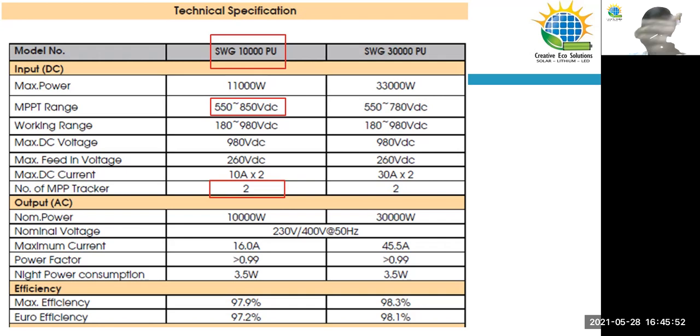So what I'll do, I'll divide it by two, which means, let's say if I make 15 panels in series, I'll have a lesser VOC, which is around 700 to 750 volts. So which will fit into this MPPT range.